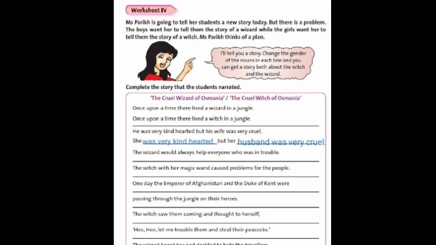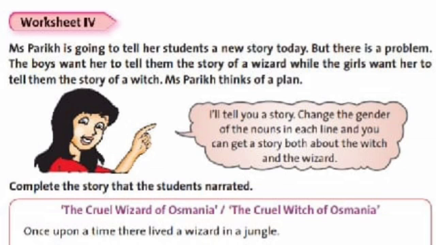So this is your worksheet number 4. Ms. Parikh is going to tell her students a new story today. But there is a problem. The boys want her to tell them the story of a wizard, while the girls want her to tell them the story of a witch. Ms. Parikh thinks of a plan.